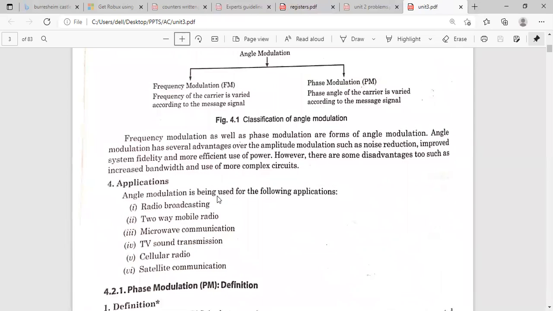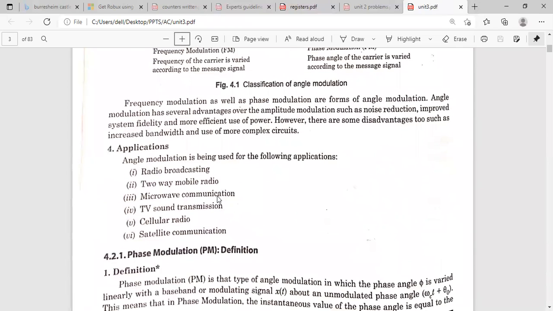So what are the applications of angle modulation? We can use it in radio broadcasting, satellite communications and microwave communications.